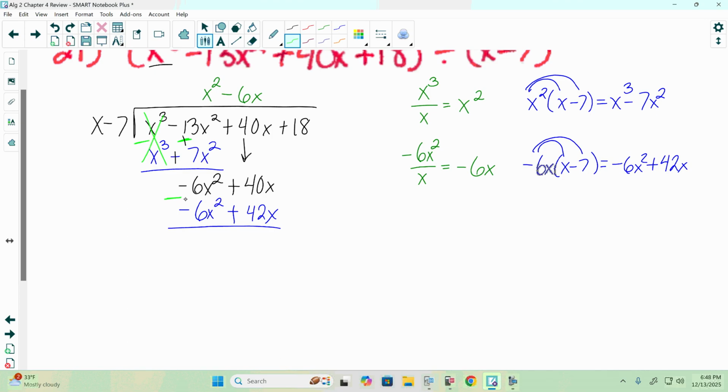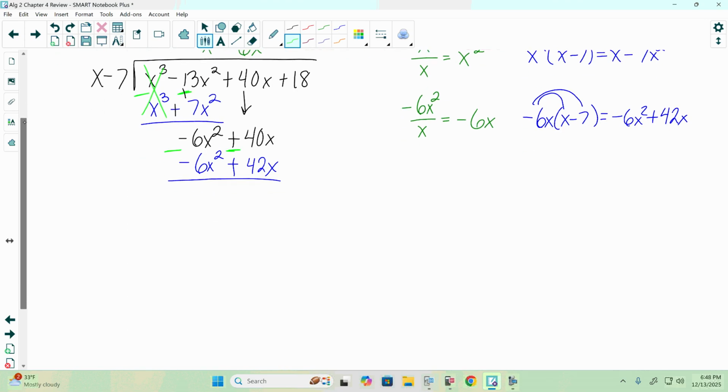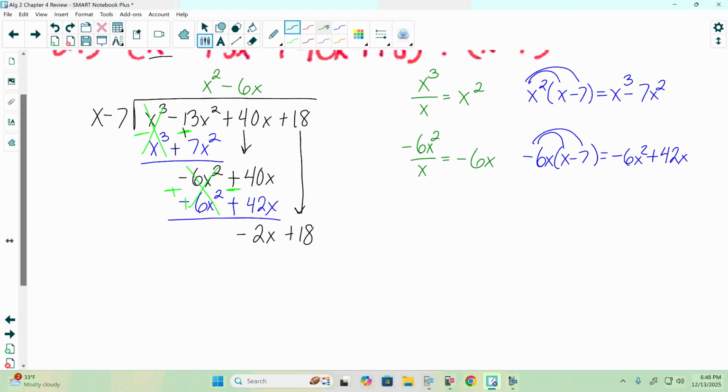And again, we're going to subtract. Negative 6x squared minus negative 6x squared. The negative and negative make a plus, so negative 6 plus 6 is indeed 0. 40x minus 42x, 40 minus 42 is going to be negative 2x. We bring down the plus 18 and we do this one last time.